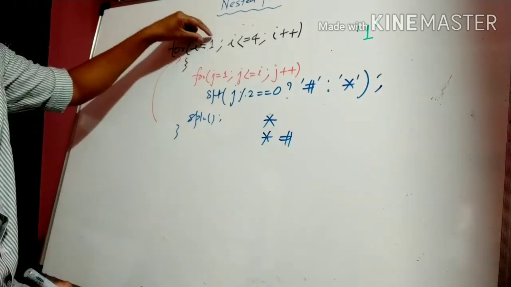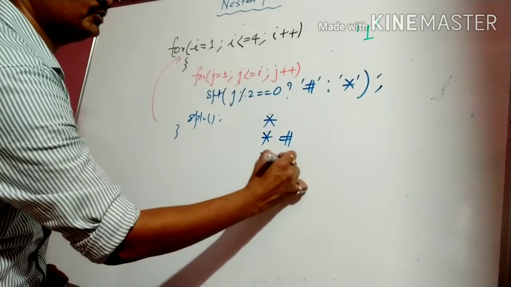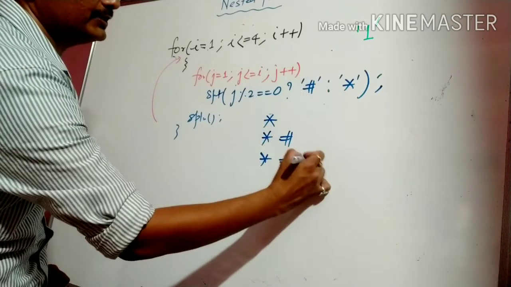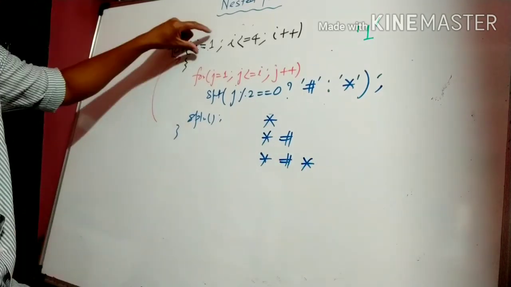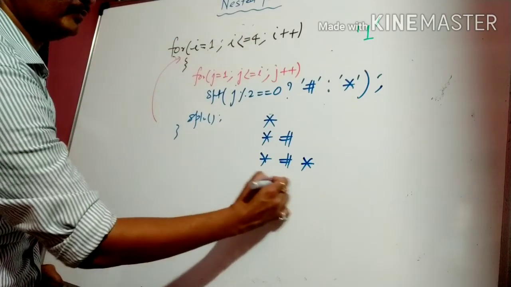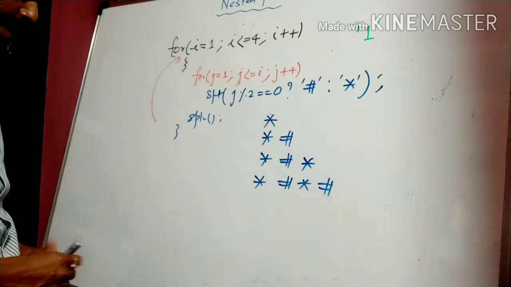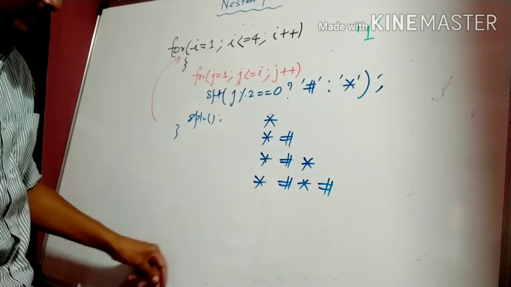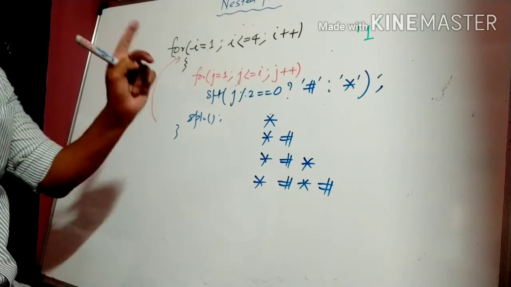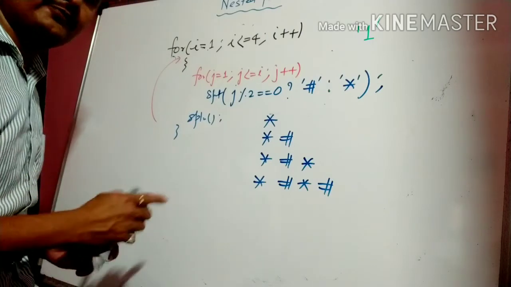Now the value of i will be 3. 1 se leke 3. 1 false, 2 true, 3 false. Now the value of i will be 4. 1 se leke 4. 1, then hash, then star, then hash. Understood? I don't think there will be any confusion related to this type of program. Last example, last example of nested for.